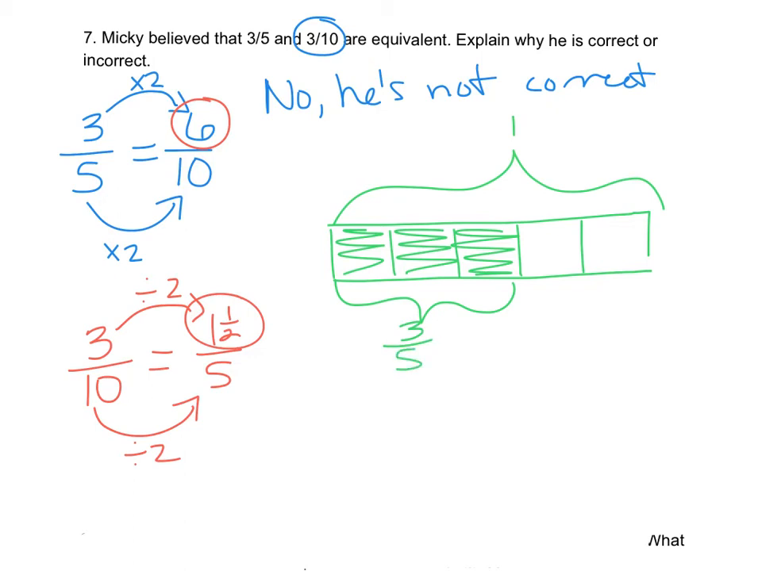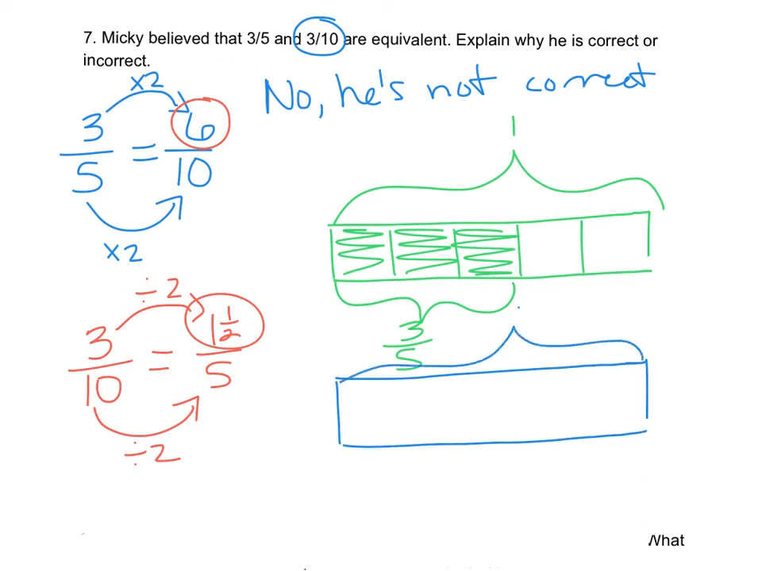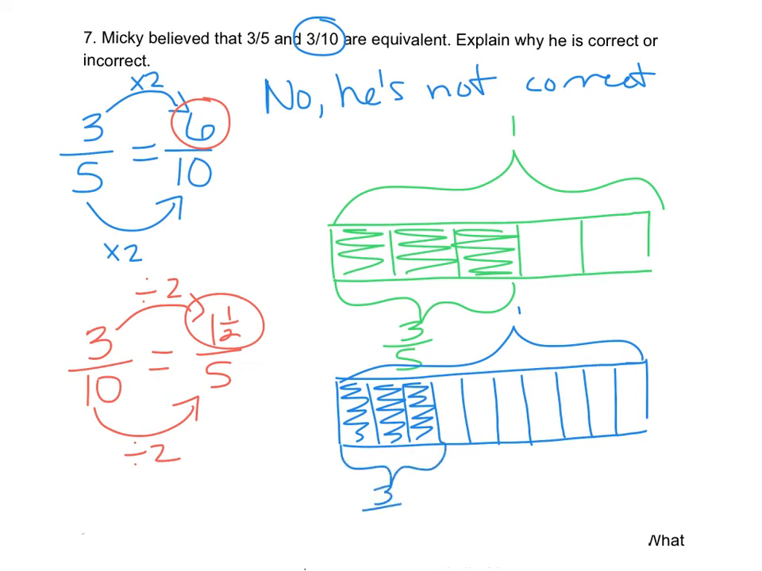So now I'm going to model again. Same fractional piece. There's my 1/2. So I'm going to do tenths. So there's 5. Here's 10, and I'm labeling 3/10. 1, 2, 3. Label it 3/10.